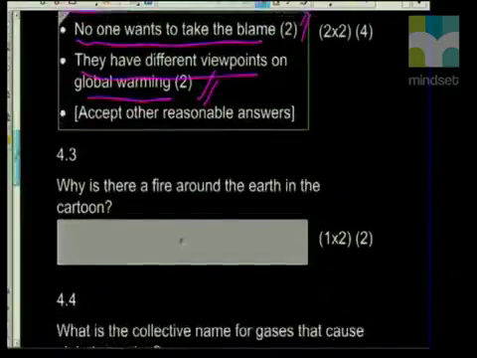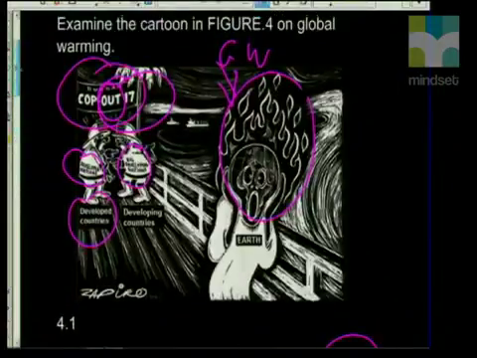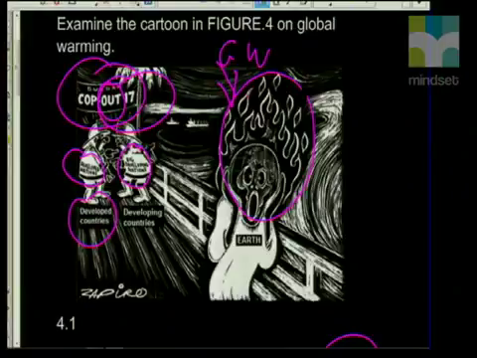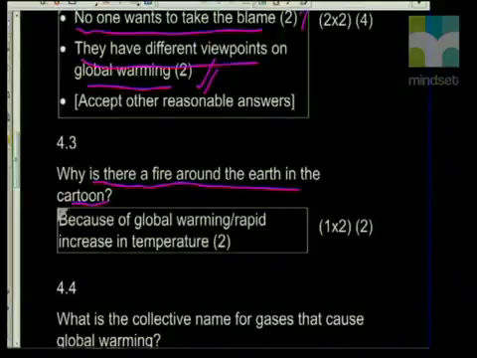All right, there comes a famous one. Why is there a fire around the earth in the cartoon? And you know immediately, it shows the earth is heating up. It's not on fire, it's heating up. And it represents global warming. All right? So our answer is very clear there, because of global warming, rapid increase in temperatures. But the more correct answer here is, it's representing global warming.